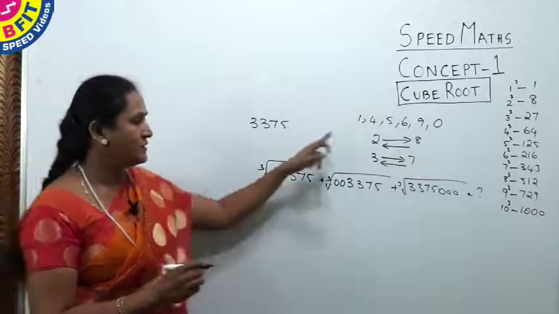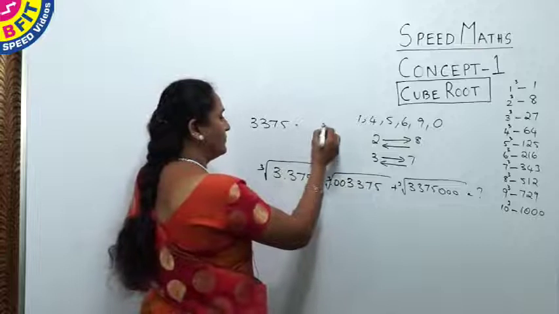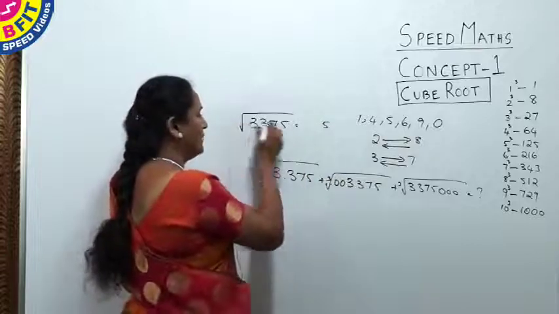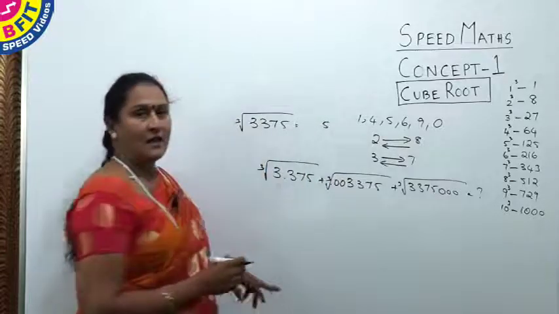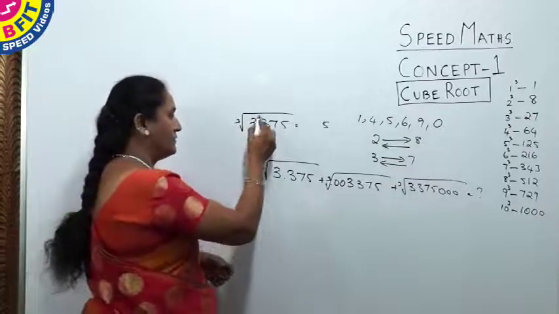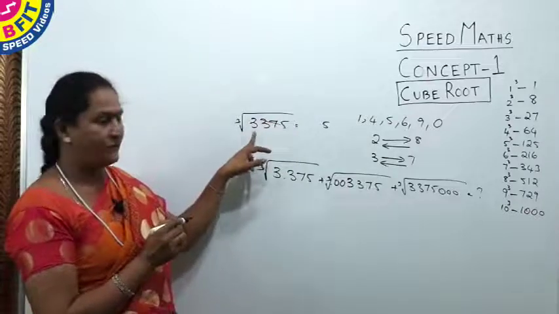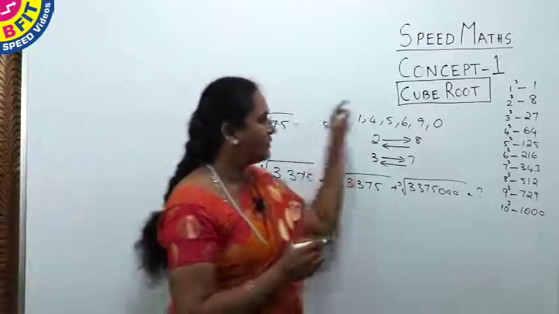So 5 means you will have the same number in its unit place. So 5 is the unit place. And now how many digits after? We will draw a line after 3 digits, so leave this 375. So you have 3. So we have 3 here. Which cube has 3 crossed?